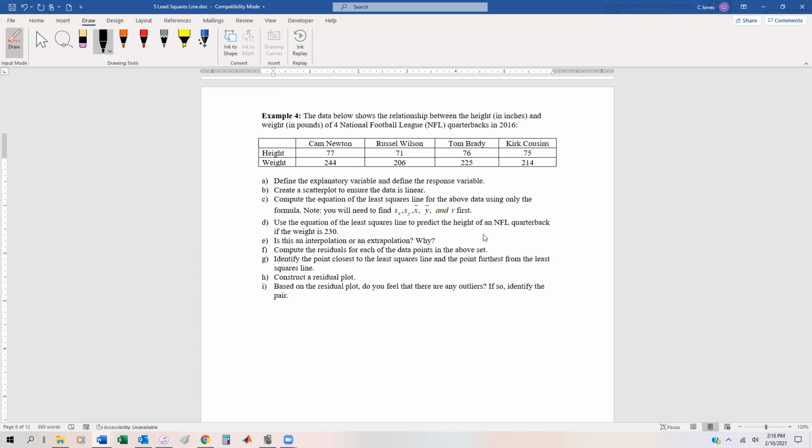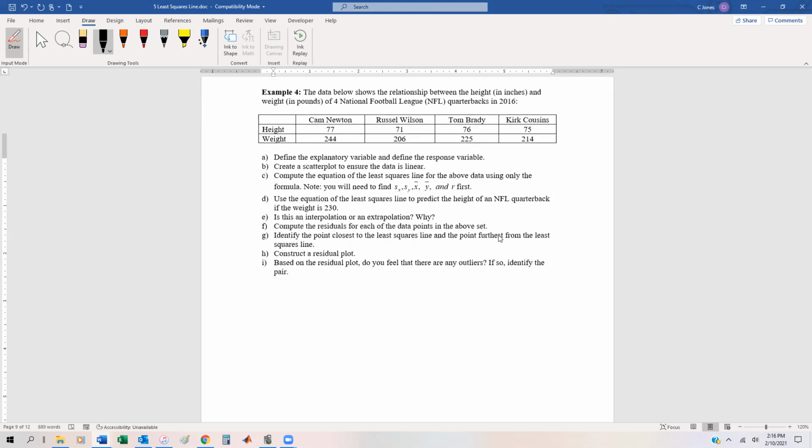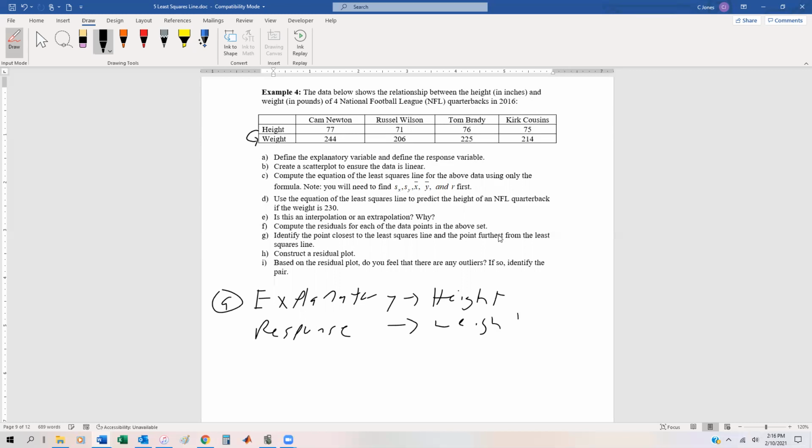So we're going to start by defining the explanatory and the response variable. That's pretty easy because it looks like the height is going to explain the weight. So the explanatory variable is going to be the height, and the response variable is going to be the weight. All right, so we're going to predict the weight based on the height.